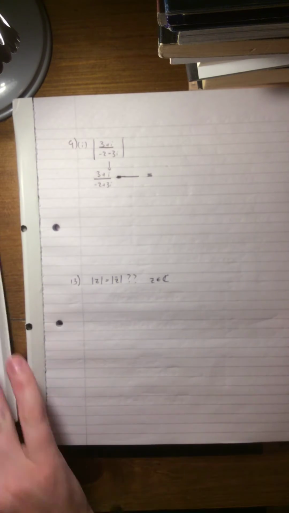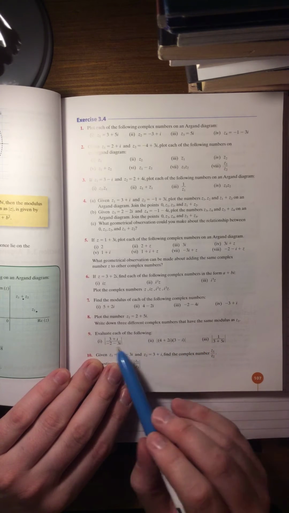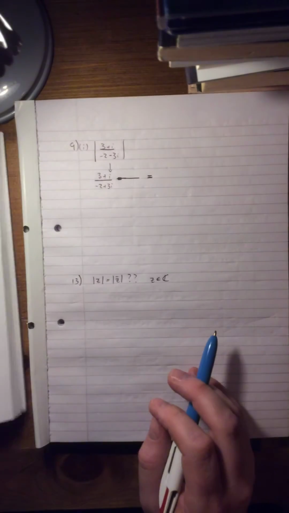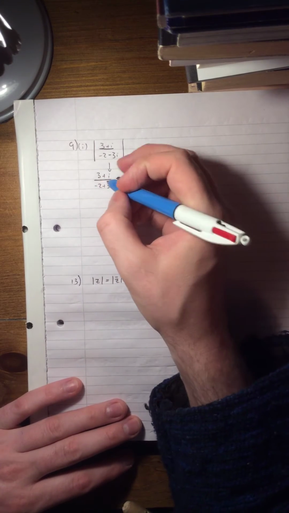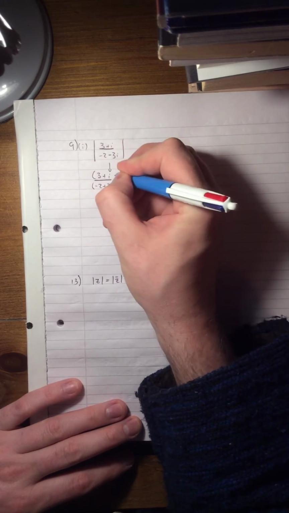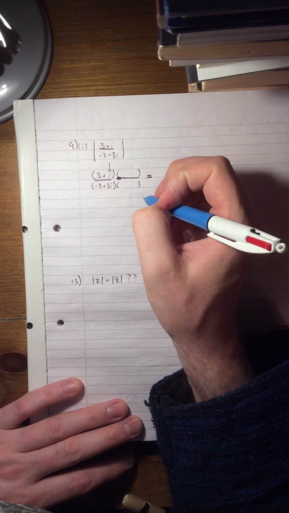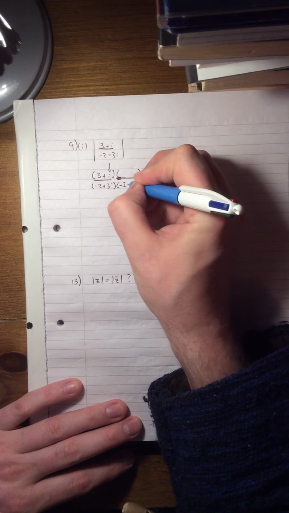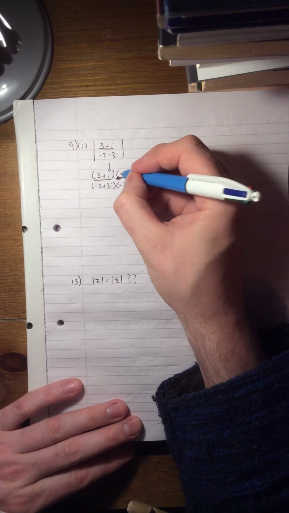Okay, there's question 7. Question 9 asks us to evaluate the modulus of 3 complex numbers given just in Cartesian form, but complex numbers nonetheless. So I'm just going to do part 1, evaluate the modulus of 3 plus i over minus 2 minus 3i. Well, the first thing you need to do is write that in simpler form. So you want to get rid of that complex denominator. You want to get a real denominator, so you multiply top and bottom by the complex conjugate of minus 2 plus 3i, which is minus 2 minus 3i.